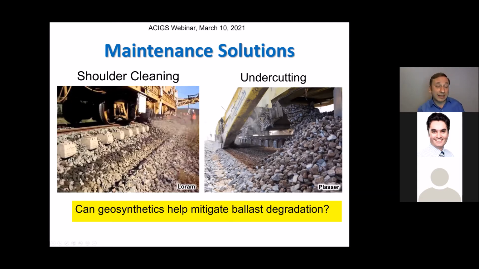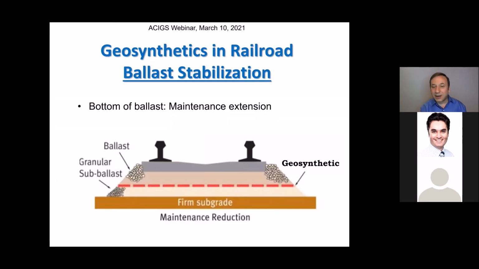And when this is the case, we want to actually delay the undercutting need. And that's where geosynthetics come to mitigate the ballast degradation, and therefore we need much, much less frequent maintenance cycles and get longer life with ballast. So what is more sustainable than this is hard to find.